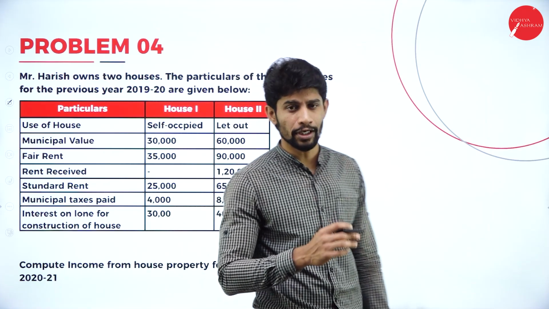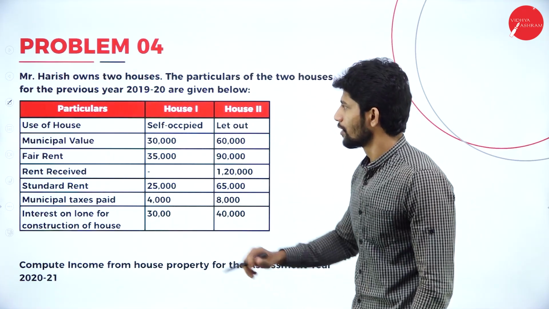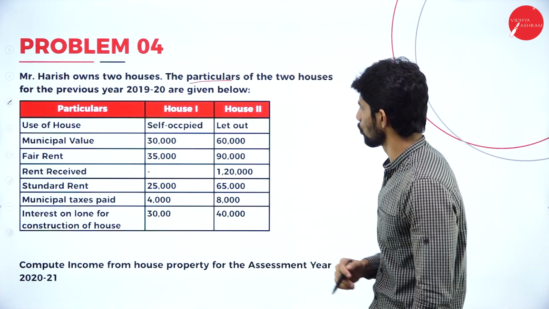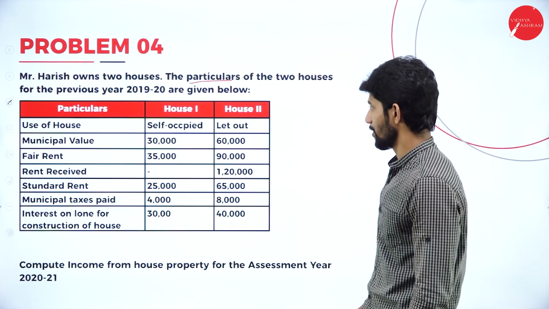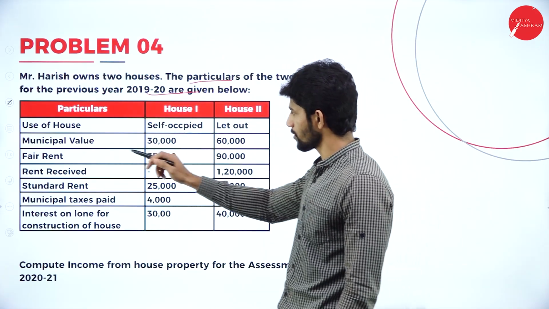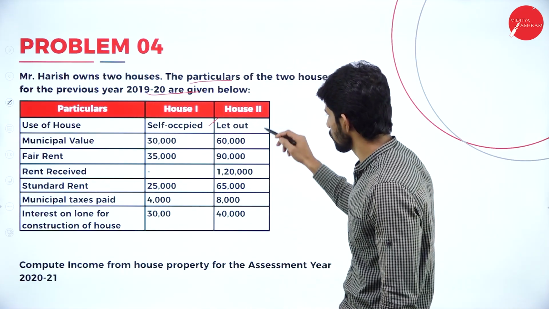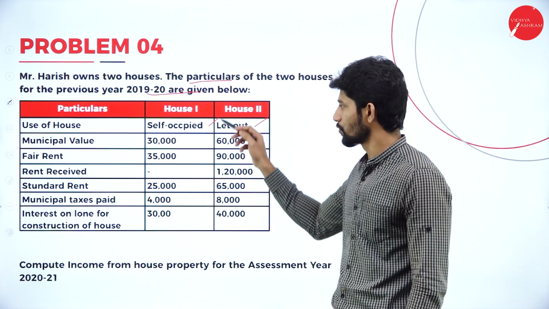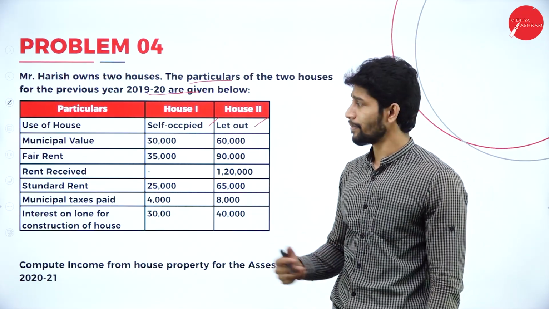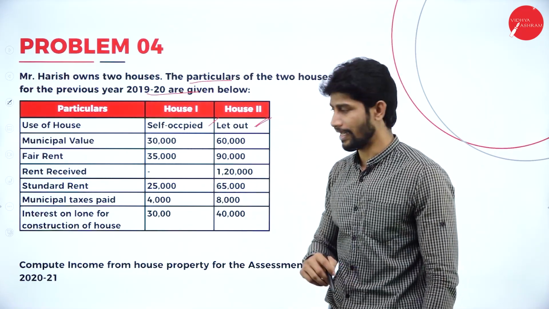Okay, in this particular problem we have two houses, house 1 and house 2. So Mr. Arish owns two houses. The particulars of the two houses for the previous year 2019-20 are given below. House 1 is self-occupied, house 2 is let out. House 1 is self-occupied, that means it is occupied by the owner, that is by Mr. Arish. And the second one is let out. It is let out for rent.